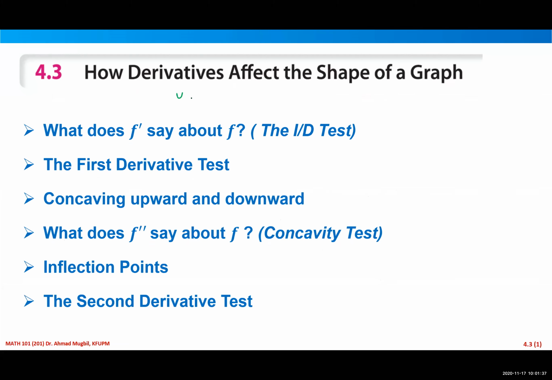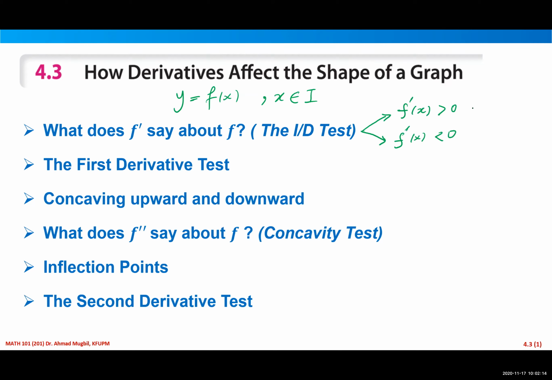So let's say that we have a function y equals f of x, and here x is in the domain, or let's say it is in a specific interval here. Now, the first thing that we had is the increasing decreasing test. Do you remember what this test tells us? It says what? If the first derivative is positive for some values of x inside some intervals, what do we have? The function will be increasing, and if it is negative, the function will be decreasing.